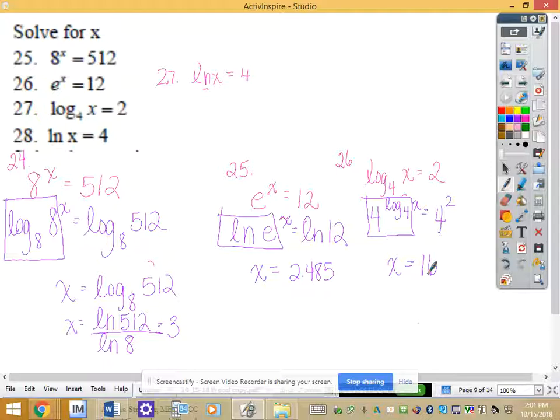Now, some people ask me, can I rewrite this equation as an exponent? Because if I do, I can use the base of 4, raise it to the exponent of 2, and that is equal to x. It does not matter how you solve these as long as you solve. So if I have the ln of x, the opposite of ln is e. So I'm going to create my e on both sides, and everything goes to the exponent. It doesn't look like it's raised to a power.